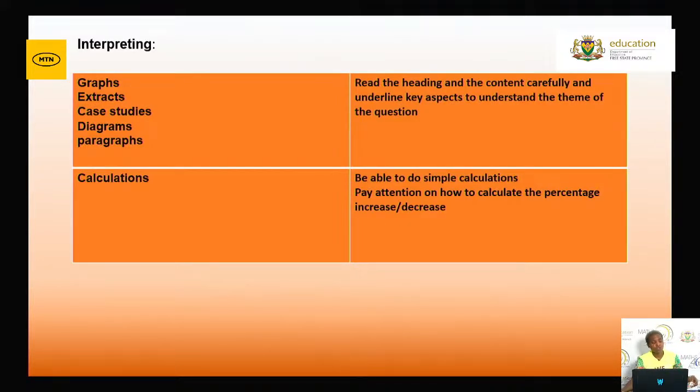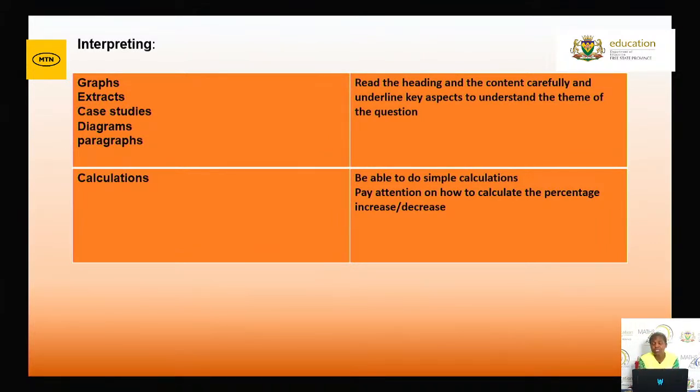So now we move to interpreting of the graphs, extracts, case study, diagrams, and paragraphs. Just make sure that as soon as you get a paragraph or maybe a case study or an extract, you read the heading and the content carefully and underline the key aspects to understand the theme of the question. As soon as you see that extract, please make sure that you underline the key aspects.